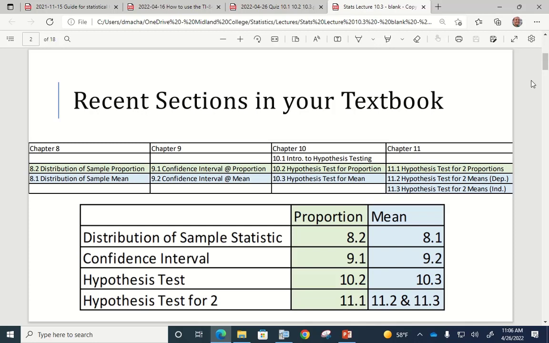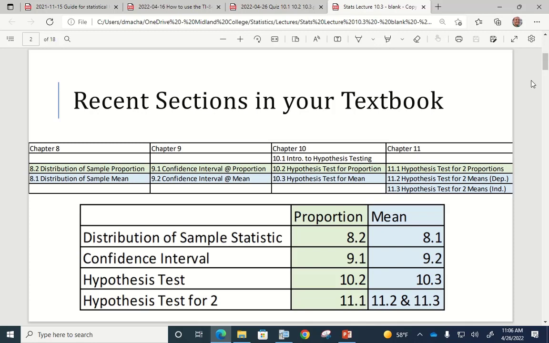You can also make these claims or hypotheses about population means, and that would be covered in section 10.3. And then chapter 11 is going to continue very much the same as chapter 10. In chapter 11, we're still doing hypothesis testing. We're still talking about either proportions or means. The difference with chapter 11 is this.